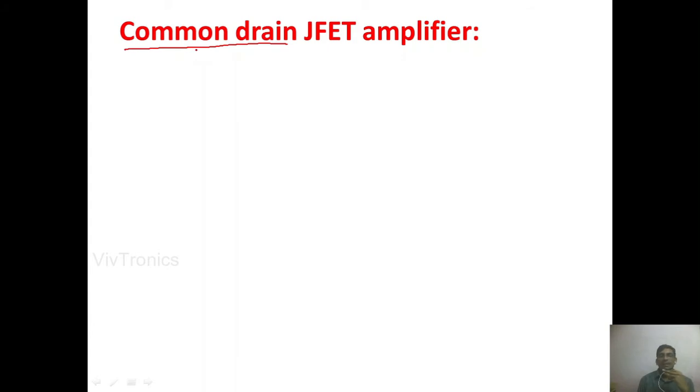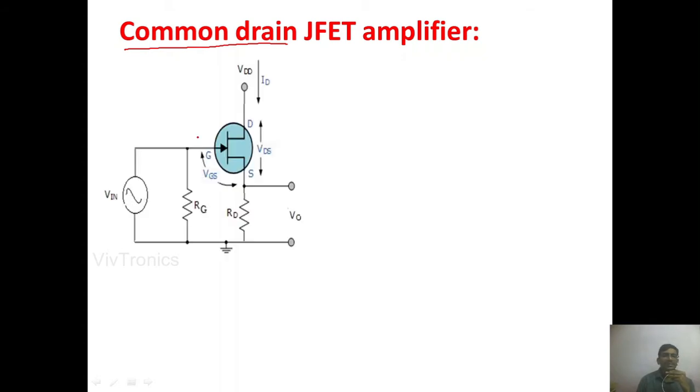In the common drain amplifier, the drain terminal is common to both the input side circuit and the output side circuit. This is the circuit for the common drain JFET amplifier. Here VIN is the input AC signal applied to the gate of the JFET. This is a modified circuit, so the drain terminal is given to VDD and we take the voltage across the source terminal. Here gate is the input terminal and source is the output terminal.